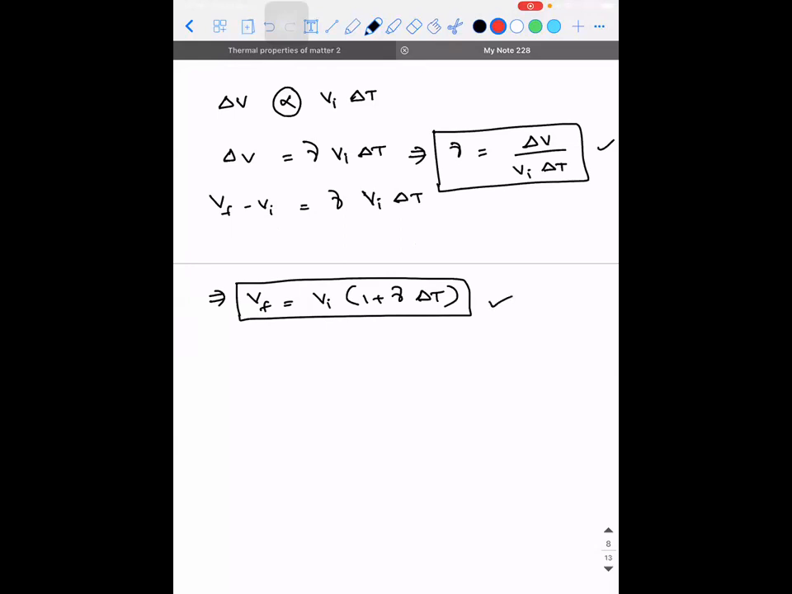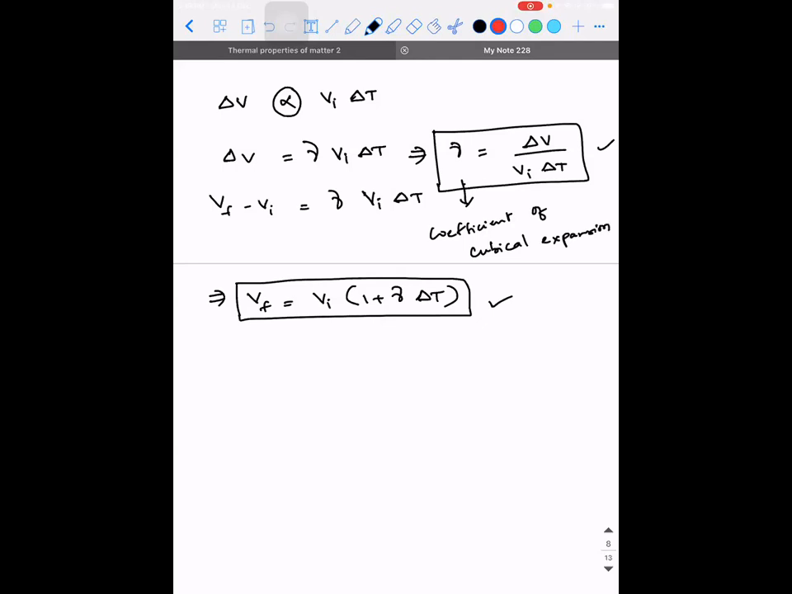So the point is, the same thing I'm writing in two ways, as you would have observed for the past two topics also. Why am I doing this? The question is about gamma. What do you think gamma would be? It's called coefficient of cubical expansion.